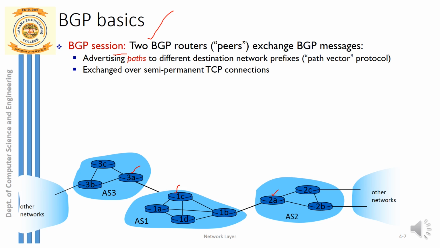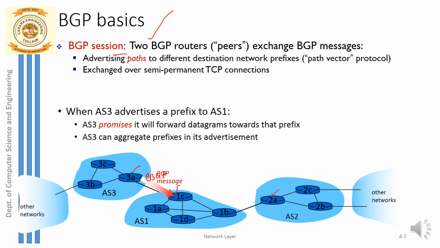So first eBGP is initiated. For that, first a BGP session should be created. So what is a BGP session? A BGP session is the one across which the BGP messages are communicated. So through eBGP, a BGP session is created, and now the advertisements, or the reachability information, are circulated in the form of BGP messages. So 3A will share the information with 1C, and again 1C also will share the information with 2A. So the advertisement path is actually circulated through the BGP session.